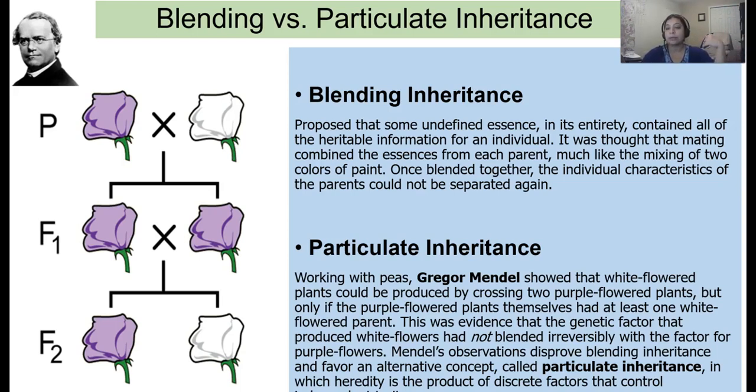And this allowed him to disprove the blending inheritance and instead come out with his own hypothesis, an alternative concept, which was called the particulate inheritance, in which heredity is essentially a product of some discrete traits that are independent and that are controlled in that way, and they can come out in subsequent generations in one progeny or another.